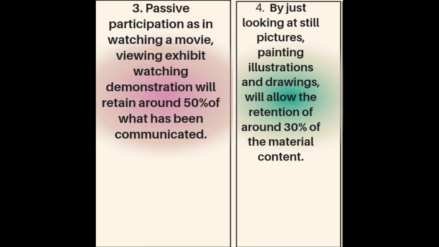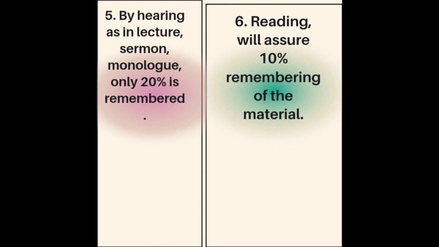3. Passive participation as in watching a movie, viewing an exhibit, watching a demonstration will retain around 50% of what has been communicated. 4. By just looking at still pictures, paintings, illustrations, and drawings will allow the retention of around 30% of the material content. 5. By hearing as in lecture, sermon, monologues, only 20% is remembered. 6. Reading will assure 10% remembering of the material.